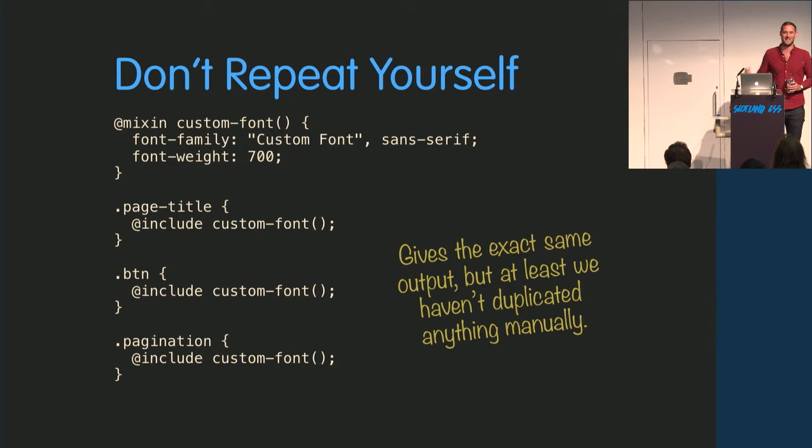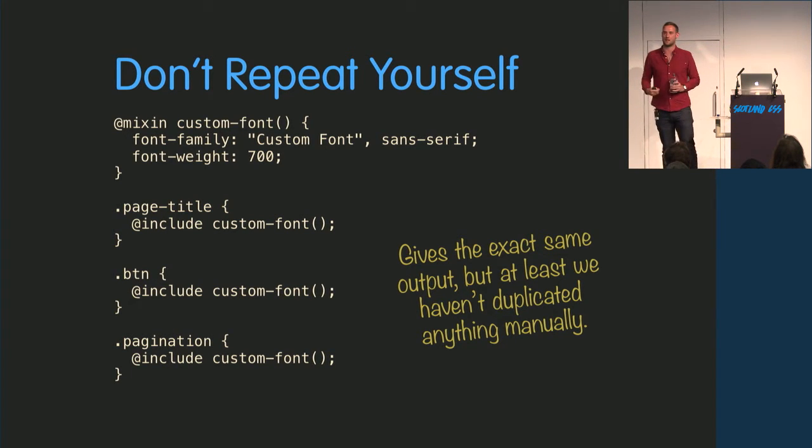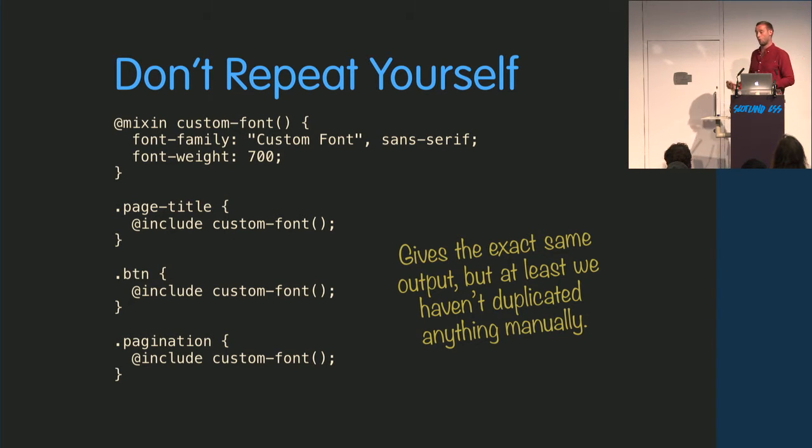So even though this gives the exact same output as we had before, it still compiles to the exact same amount of CSS. This is all about saving maintenance. This has nothing to do with performance or file sizes. Dry is all about maintainability.